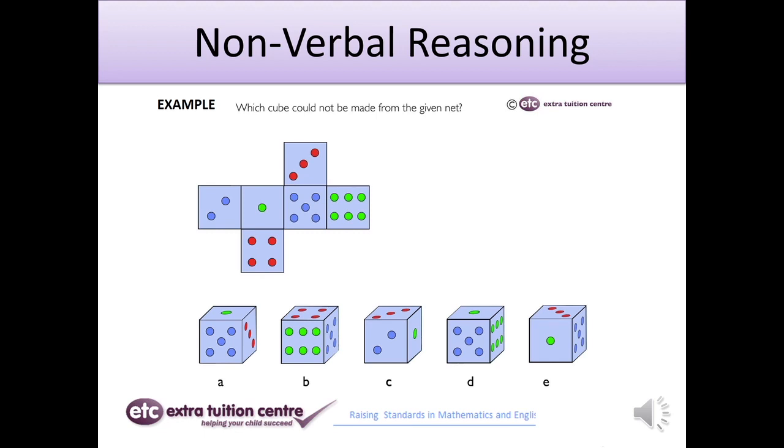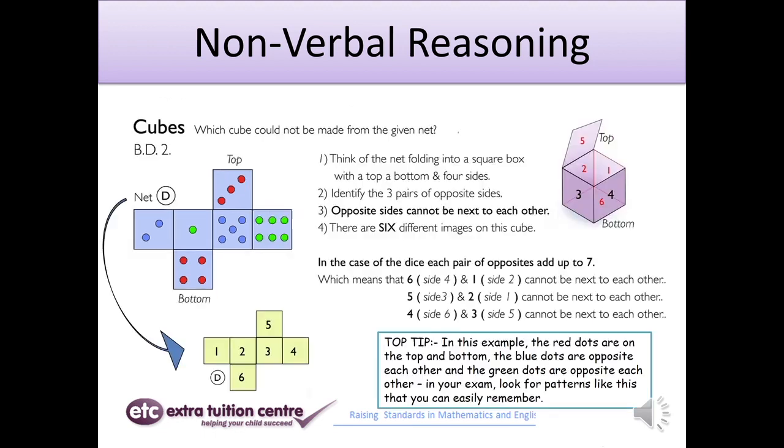Let's look at this example. Which cube could not be made from the given net? We can see that this net is shape D of the 4 we looked at the beginning, and there are a few things we need to think about before answering the question. First of all, you need to think of the net folding into a square box with a top, a bottom, and 4 sides.